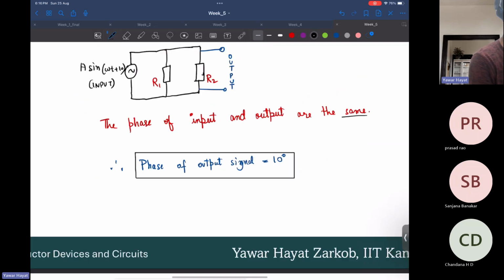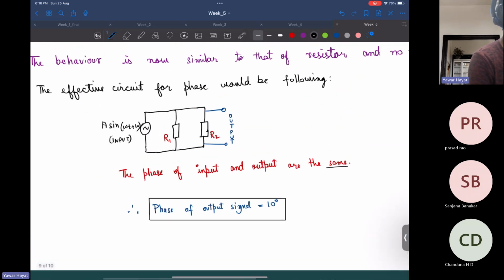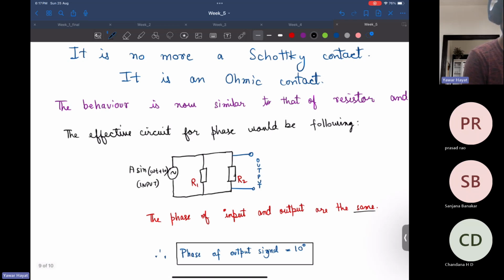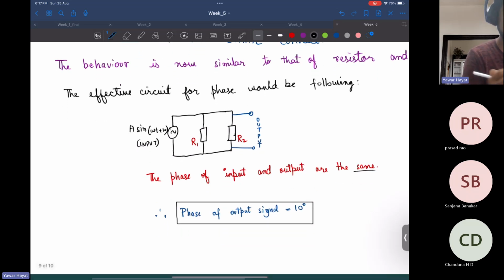Why will this be unchanged? Because it turns out that this component 2, which earlier was a capacitor, now, since this contact is an ohmic one, would be a resistor. So a parallel combination would again be some resistor, so it would be some equivalent resistance. And we know that a resistor cannot change or affect phase. So that's why our phase is unchanged, which is the same as input, that is 10 degrees.